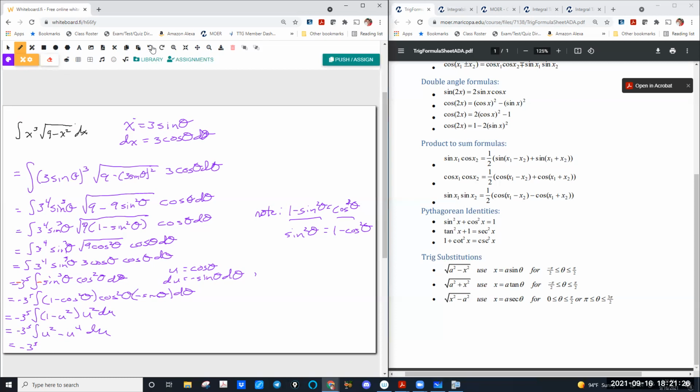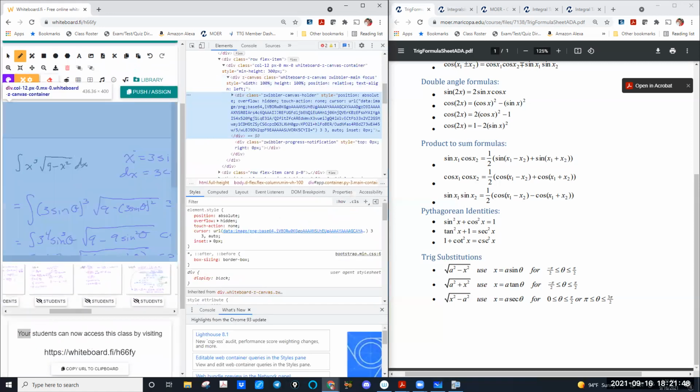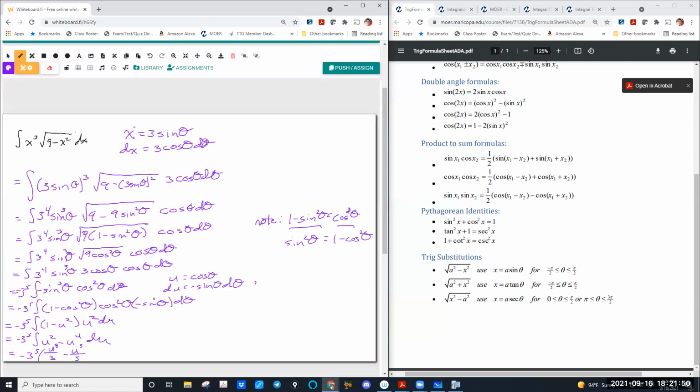And kind of like before, minus 3 to the 5th times, in parentheses, u cubed over 3 minus u to the 5th over 5, plus C.